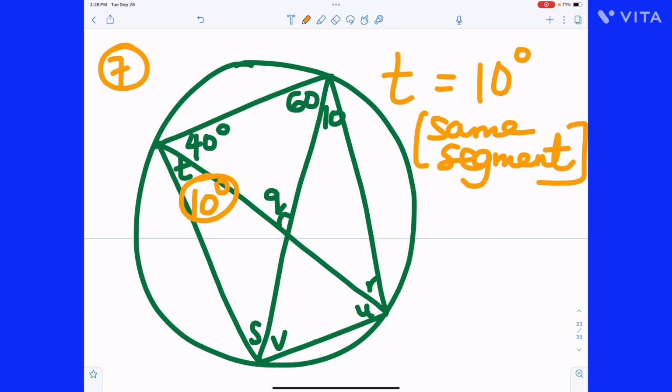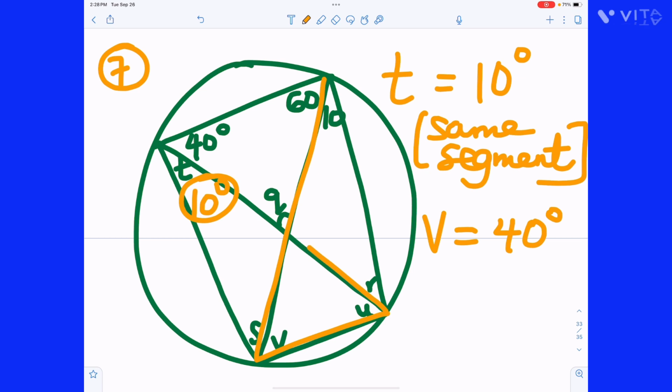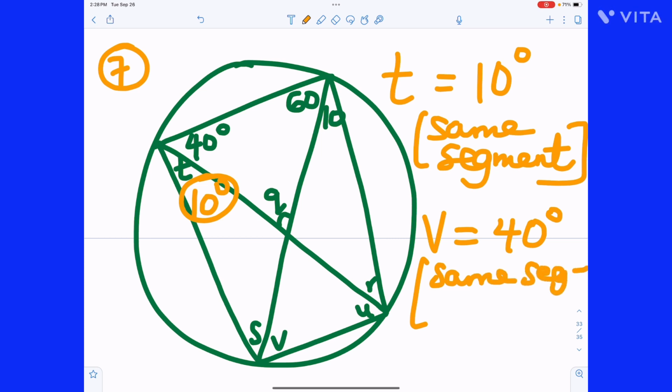Also, V is also 40 in the same way. Look at my hand. V is here, 40 is here. Both of them are formed on this arc, and they are both in the same segment. So in the same way, V is 40, same segment. Let me put it straight.